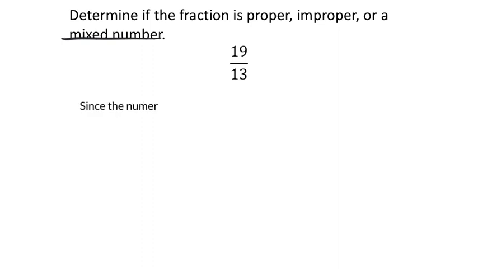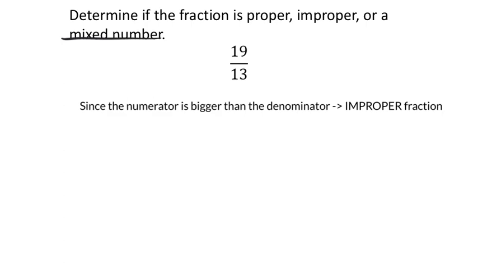Since the numerator is bigger than the denominator, this one is an improper fraction. Boom. That's it. 19 is bigger than 13. That's all we need to see. 19 is the numerator, 13 is the denominator. This one's an improper fraction.